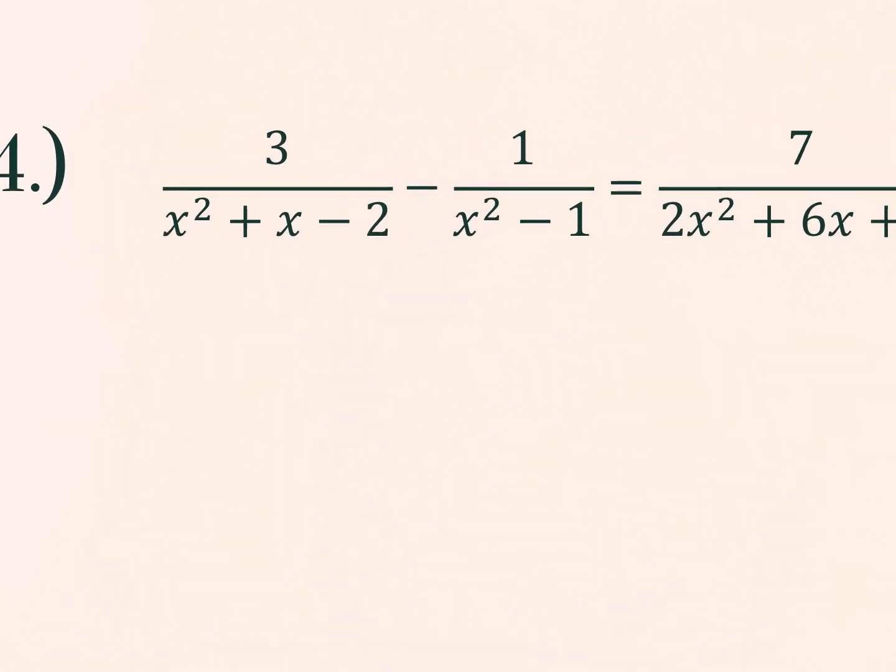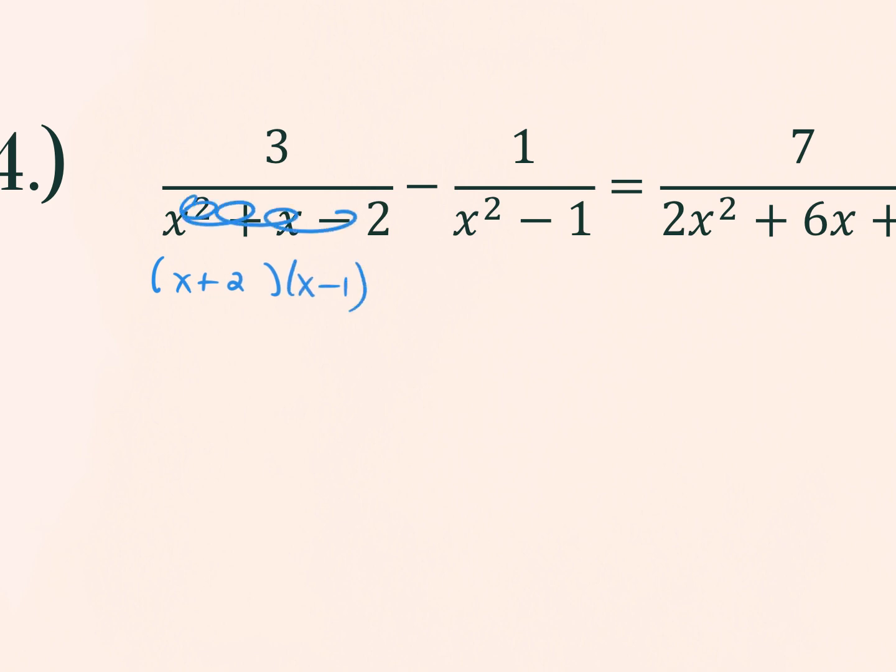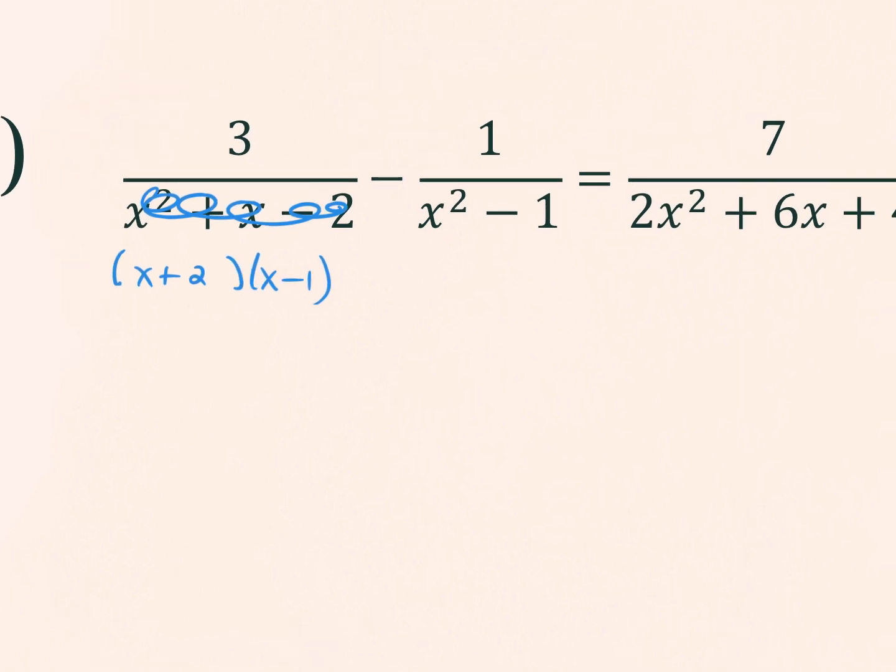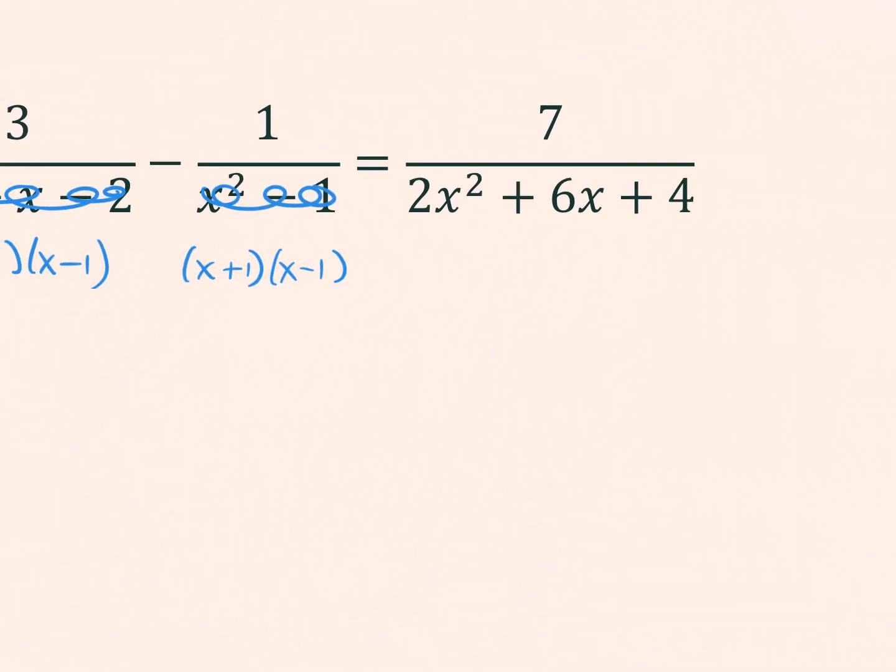Factor. What's my first denominator going to factor to? X plus 2 and x minus 1. You guys agree? Okay. What about my second denominator? X plus 1, x minus 1. Difference of perfect squares. Great. And what about my third denominator?